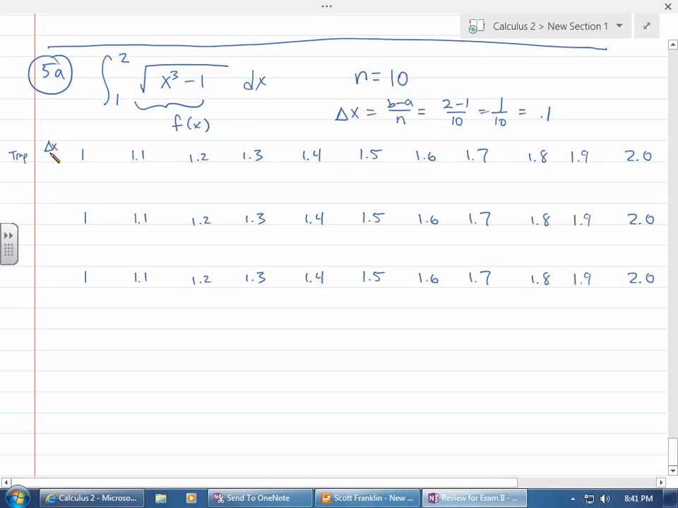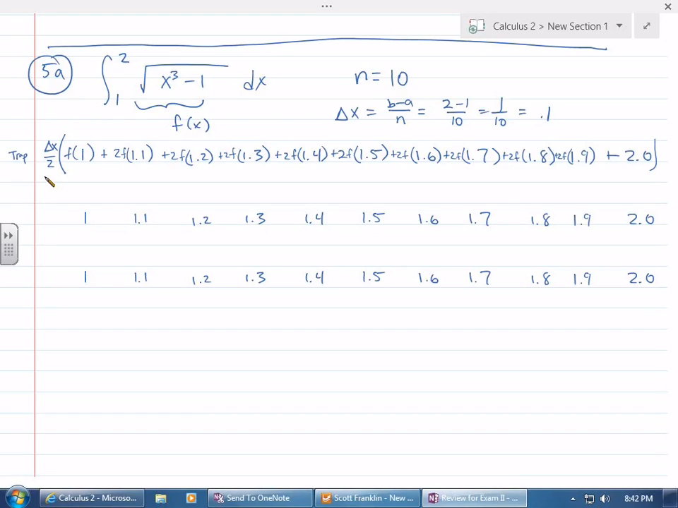The trapezoid rule says take delta x divided by 2 out front. And then inside, take f of the first one plus 2f of the second one plus 2f of the third one, and so on, plus 2f of each of the middle ones, ending with plus f of the last one. Then multiply that all by delta x over 2. So your formula is delta x over 2 out front, and your coefficients are 1, 2, 2, 2, 2, 2, 2, 2, 2, 2, and ends with 1.